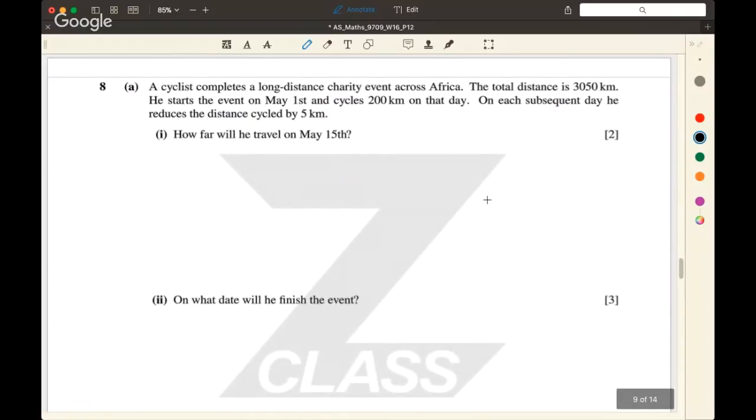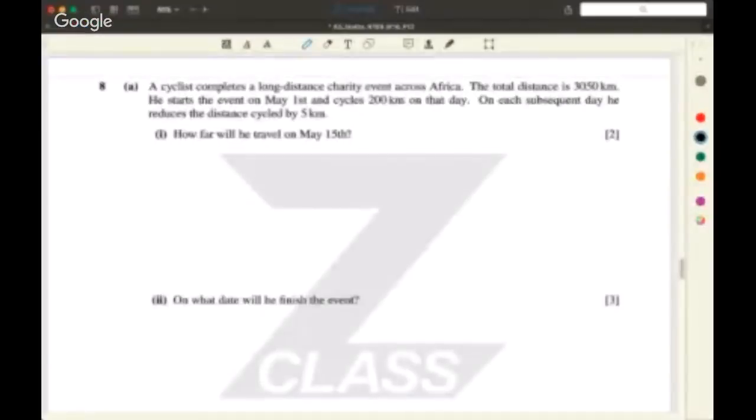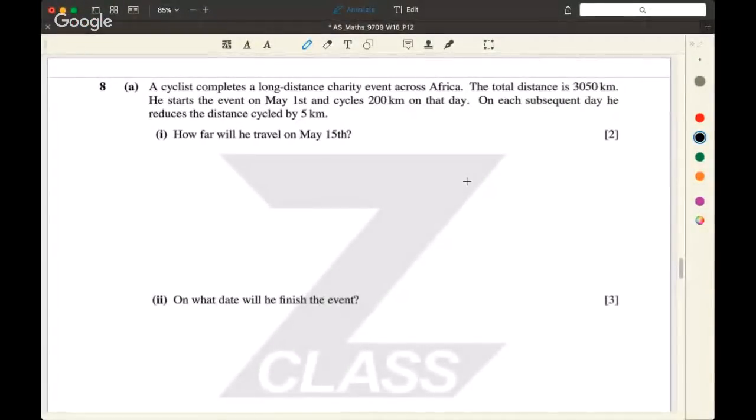Okay, question 8. So this is a differential equation question. Our first task is to build the differential equation. So you just have to be a little bit careful here about the way you measure time. I'm going to use time t to mean number of days.